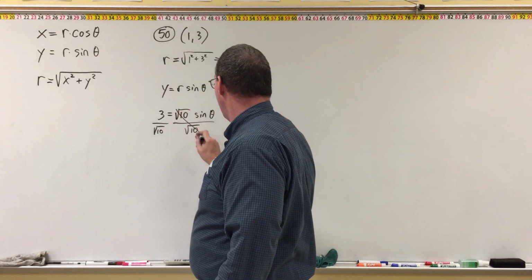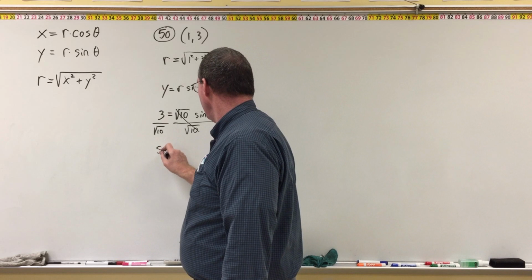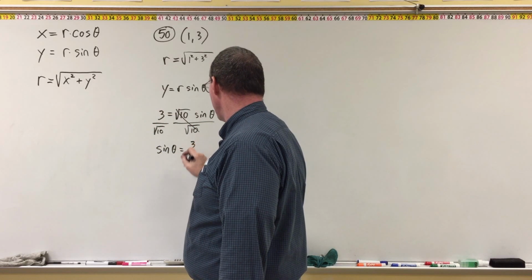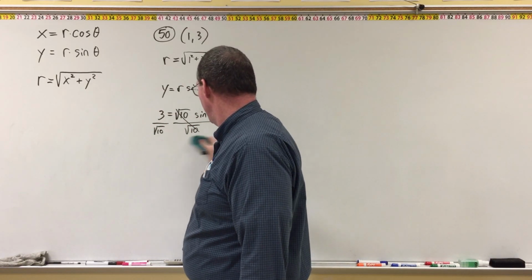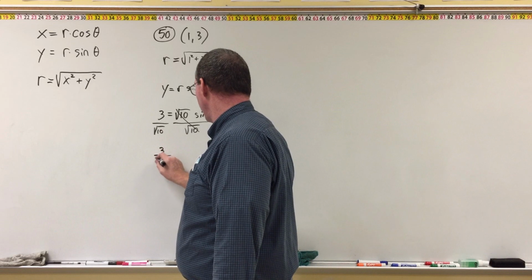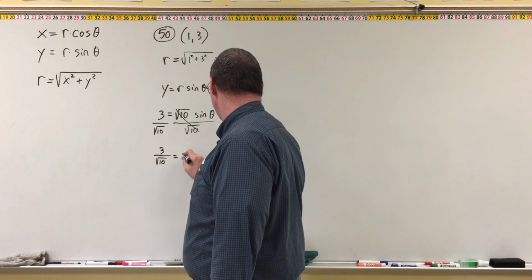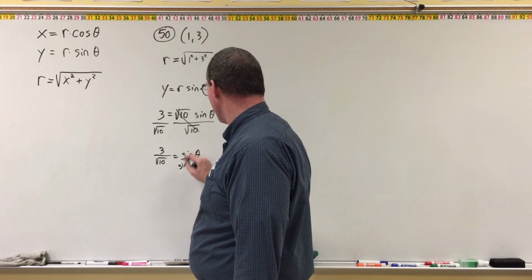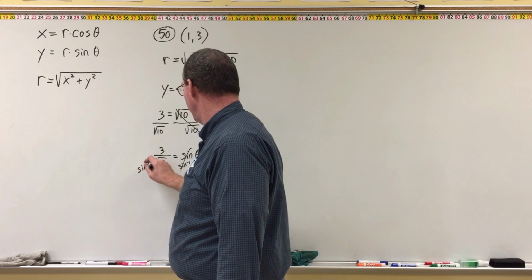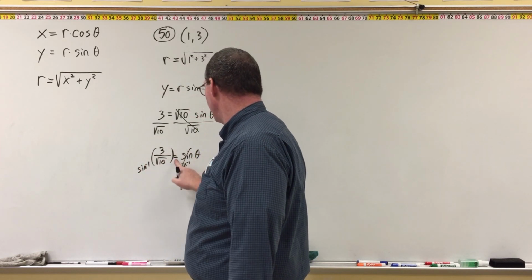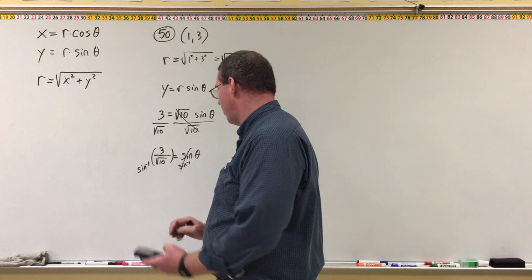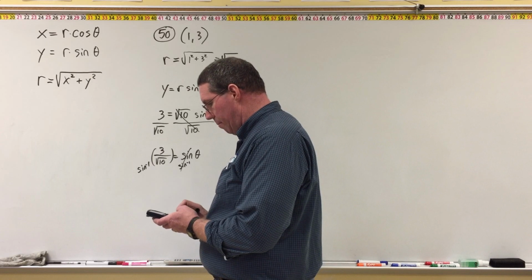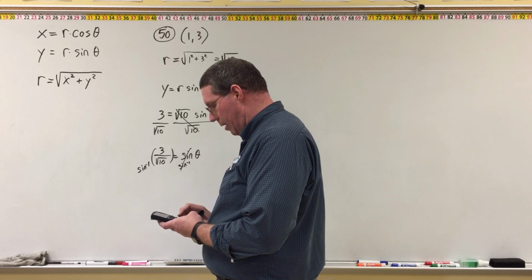So I'm dividing by the square root of 10, and now I get sine of theta over here. Actually, maybe I'll just leave it the other way. I'll leave it like this. So I know that 3 over the square root of 10 is equal to sine of theta. Now, to solve for theta, I need to do sine inverse of both sides. So now theta is going to be equal to sine inverse of 3 over the square root of 10. So now I'm going to do sine inverse of 3 divided by the square root of 10.